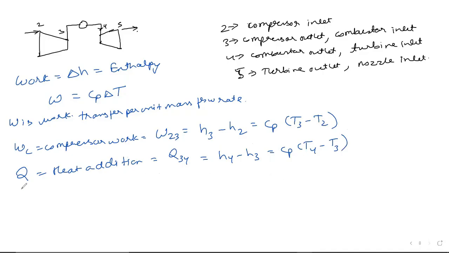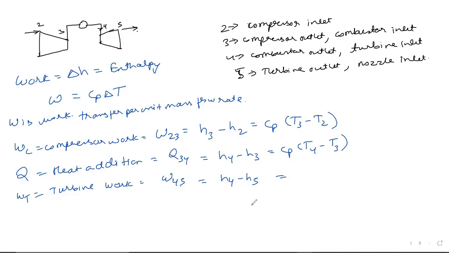Then the rest is WT. WT is basically turbine work. Now in turbine work, I will tell you a little bit. 4 has the high temperature, 5 has the low temperature, and it is also working differently. So it will be called W45. It will be H4 minus H5, not H5 minus H4.